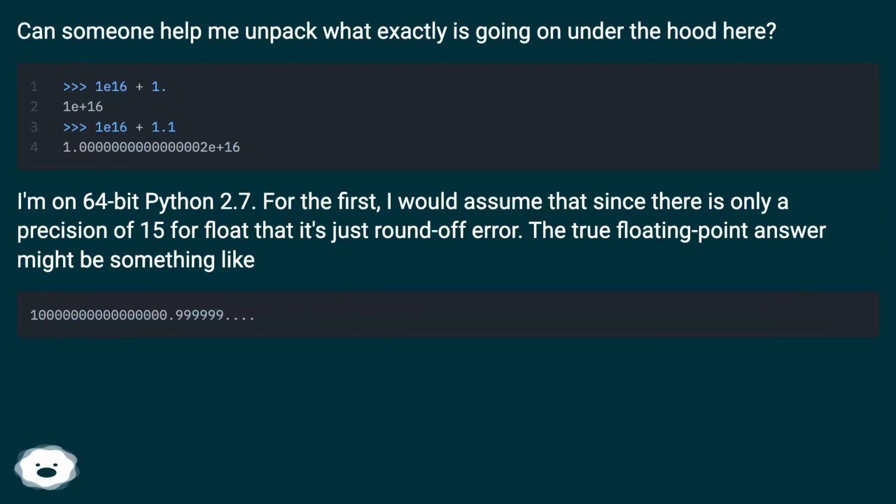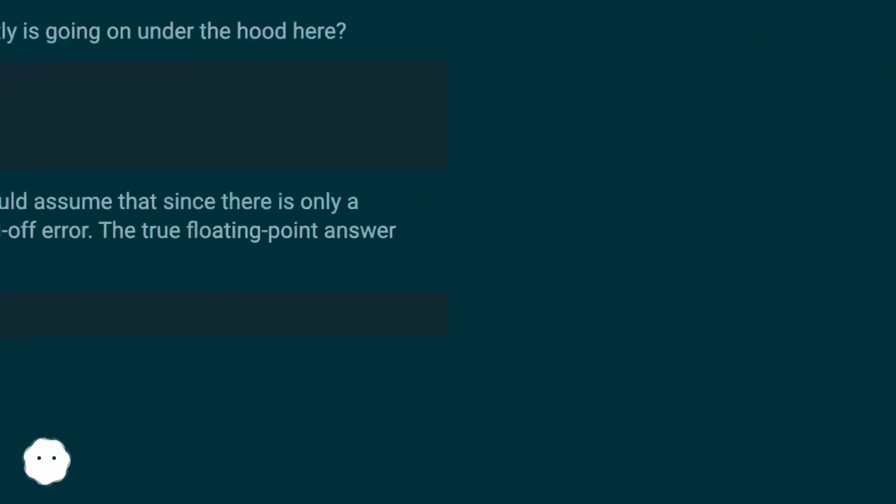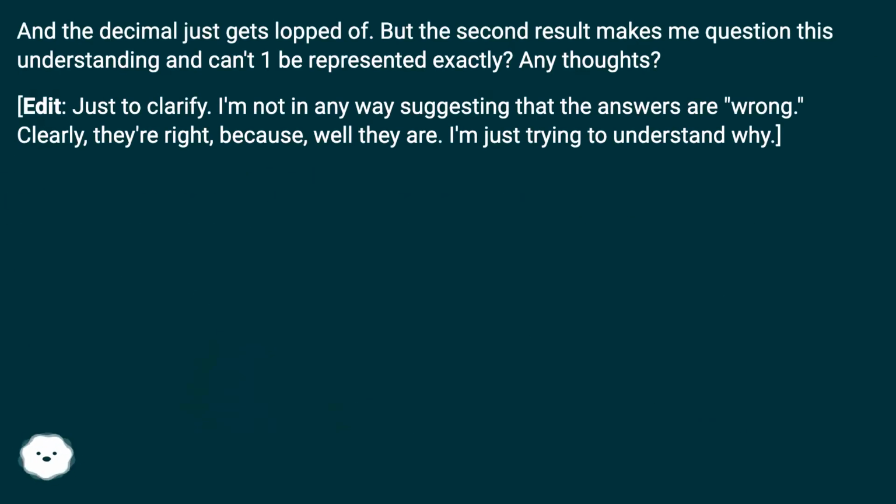For the first, I would assume that since there is only a precision of 15 for float that it's just round-off error. The true floating point answer might be something like this, and the decimal just gets lopped off. But the second result makes me question this understanding, and can't one be represented exactly?